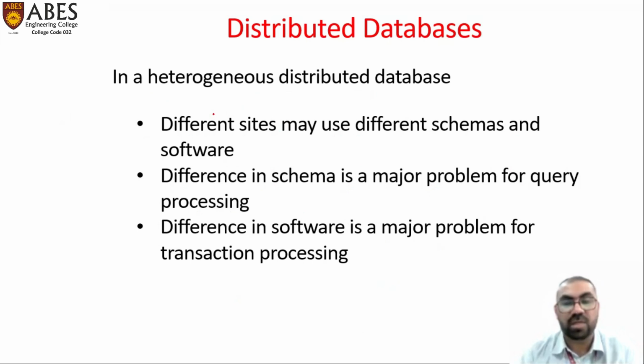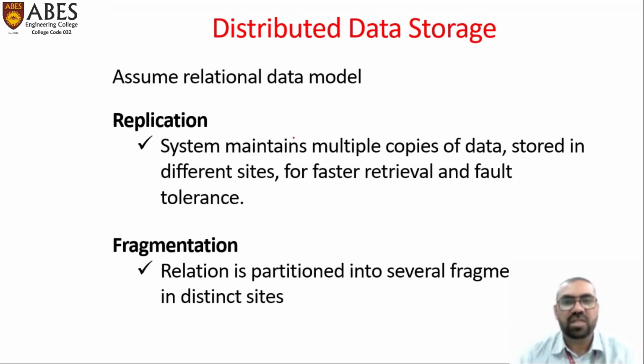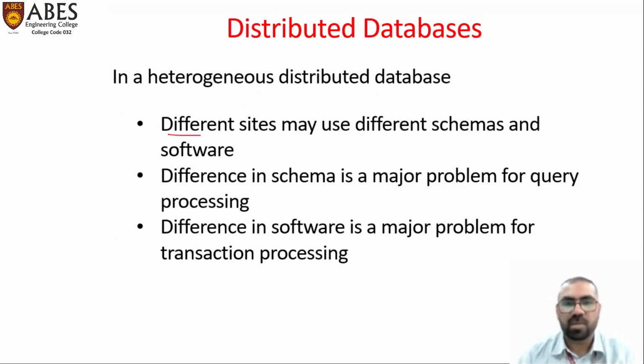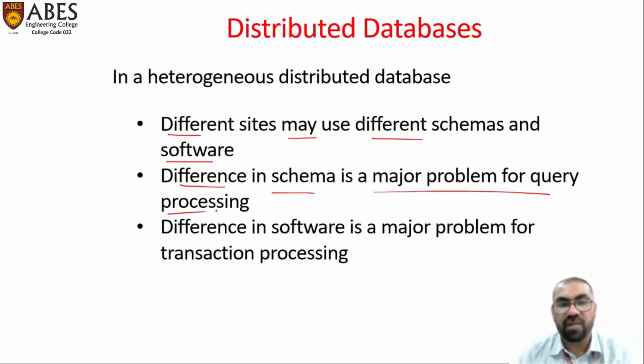Whereas in heterogeneous, different sites may use different schemas and software. That is a very important point. Difference in the schema is a major problem for query processing. Difference in the software is a major problem for transaction processing also. These are available, but still not used very frequently. So we can use the homogeneous rather than the heterogeneous software.